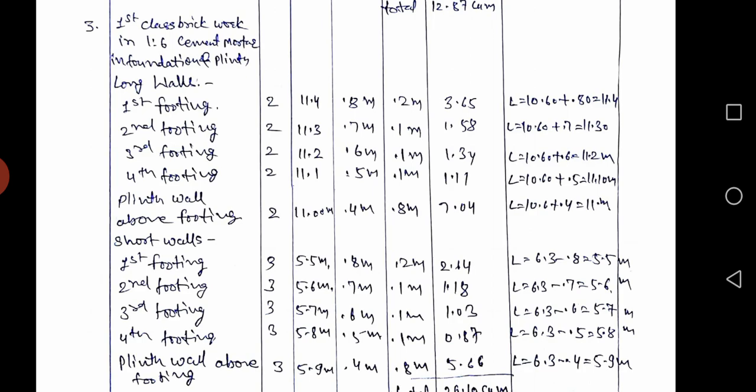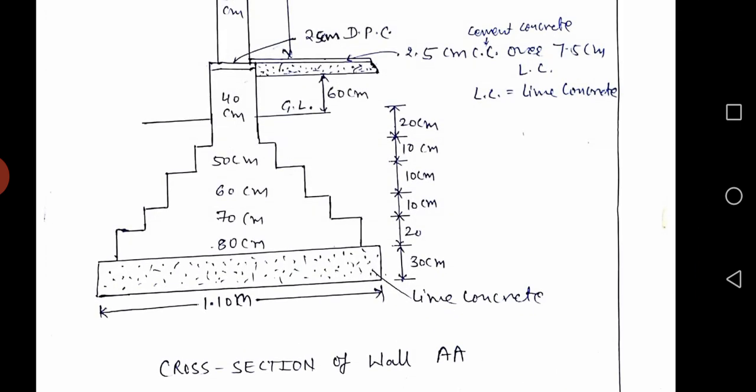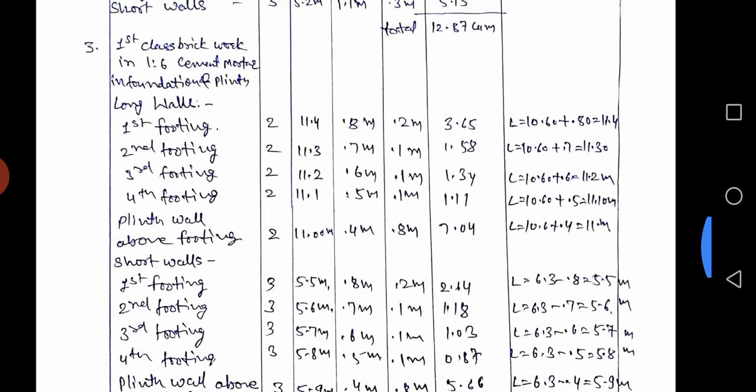Then the plinth wall above footing, number of plinth walls above footing is 2. Then the length equal to 10.6 plus 0.4, 0.4 is the width of plinth wall. Then the total length is 11 meter. 0.4 meter is width and 0.8 meter is height or depth. We already know that in the cross section, above the ground level 60 centimeter and below the ground level 20 centimeter height is given for plinth wall. So total is 80 centimeter, so we take 0.8 meter as height. Then the total is 7.04 cubic meter.